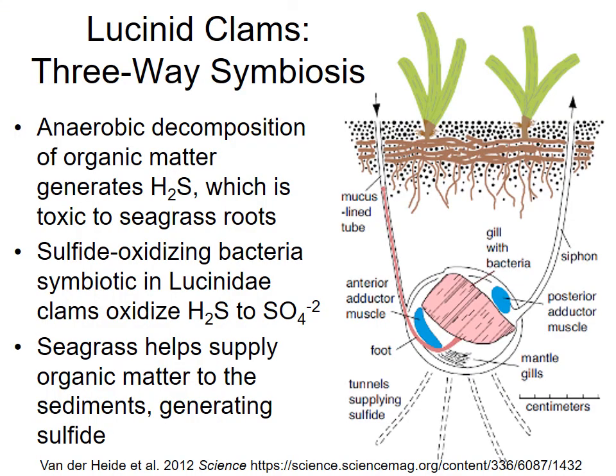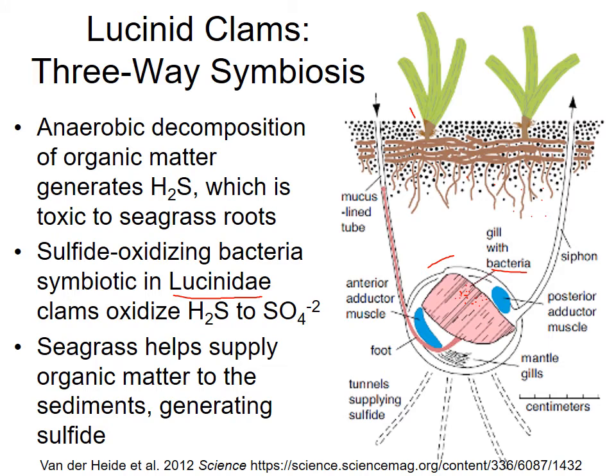So an interesting ecological interaction that happens in seagrass beds is a three-way symbiosis between the seagrasses, these clams that live in the seagrasses called Lucinidae, lucinid clams, and these special bacteria that live inside the gills of the clams. And these bacteria are also found in the soil itself, but they're really in extra large abundance inside the clams as symbiotes within the clams.